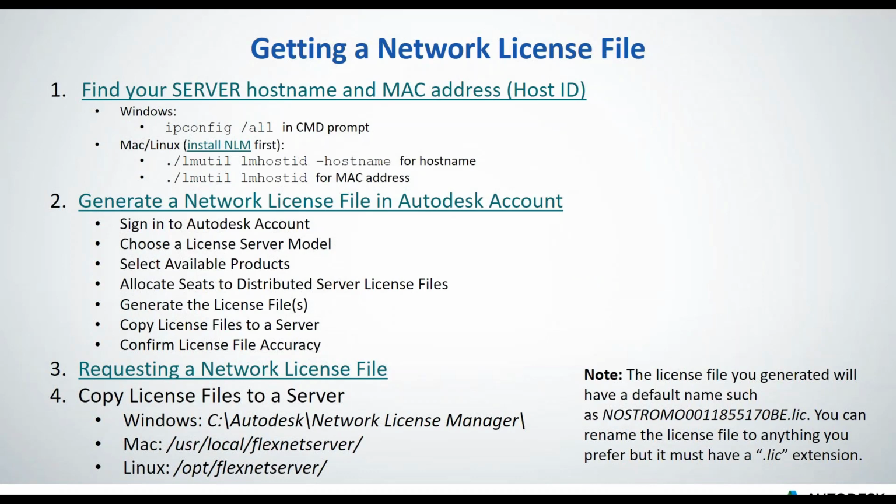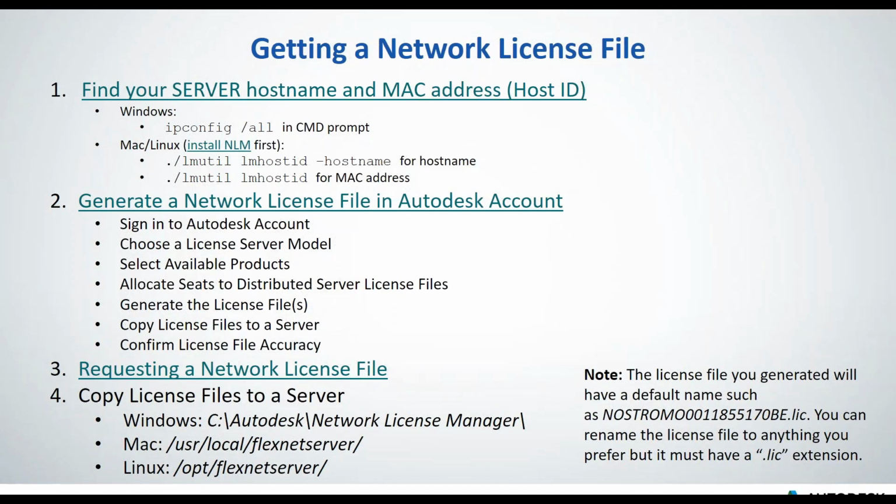So once we have chosen our license server model, we just need to find our license information. So first of all, our server information. Generally, we just need the host name of our server. This can be easily achieved with this command line you see on Windows through the command prompt, or on Mac and Linux through the terminal, and the host ID as well, which will be the MAC address that is used by your server.